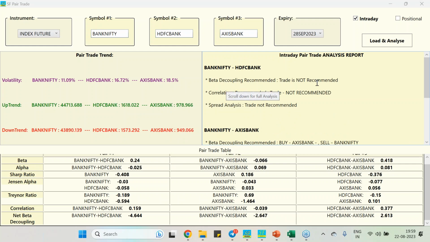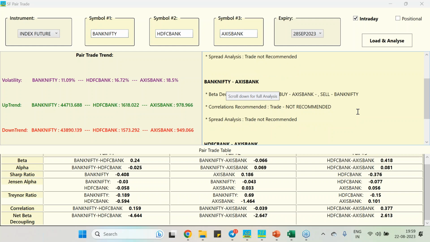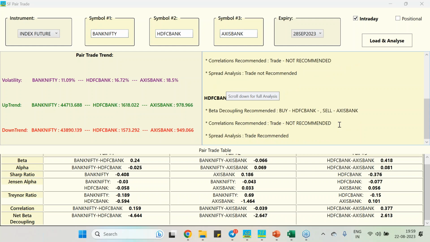It is telling that the trade is not recommended for Bank Nifty and HDFC. Trade beta decoupling recommends buying HDFC and selling Bank Nifty. It has a morning analysis. You can say spread analysis is not recommended, but beta decoupling recommends buying HDFC and selling Axis. So beta decoupling recommends the intraday trades in that.